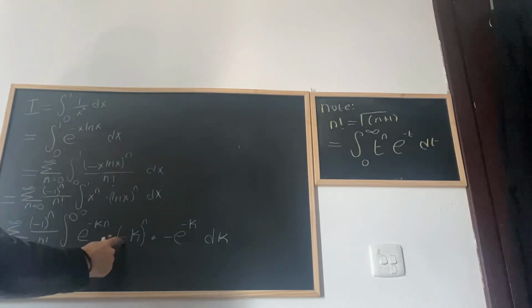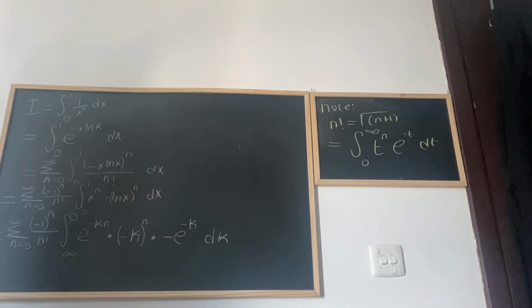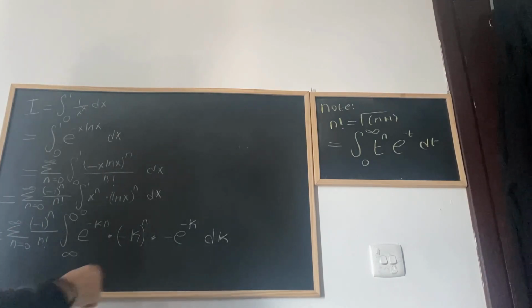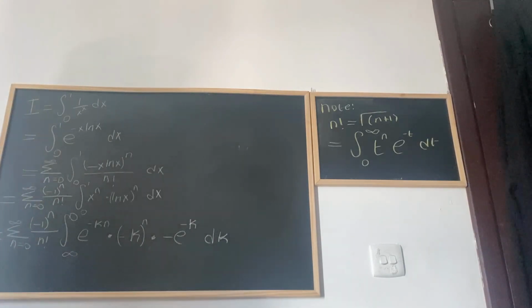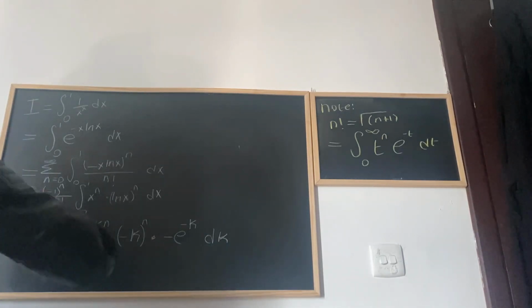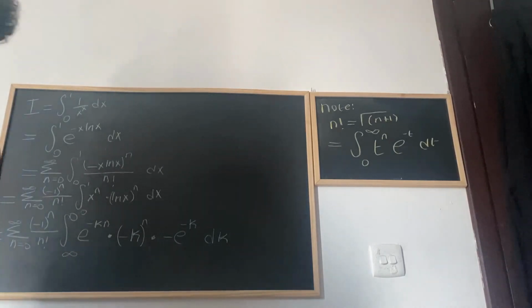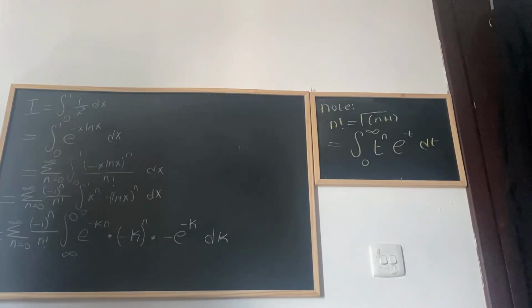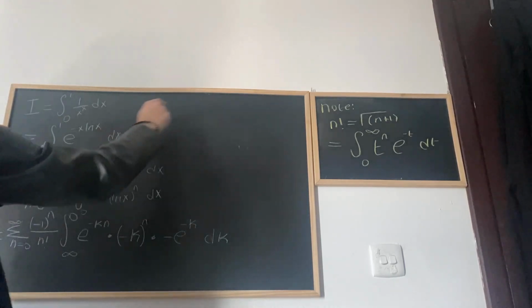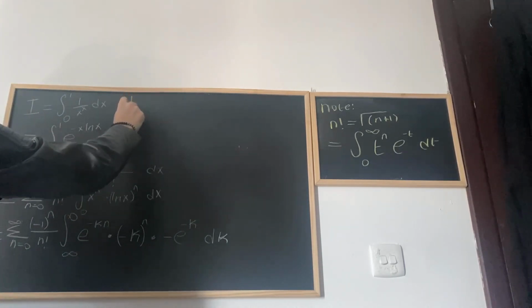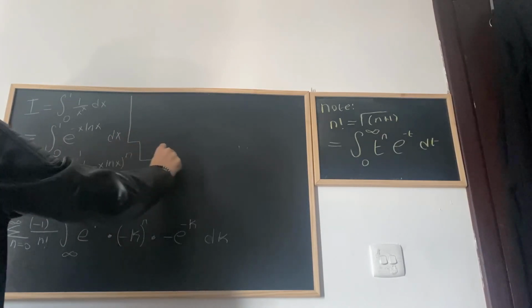We can take this negative 1 as a constant outside, negative 1 to the power of n, and multiply this by this, so this becomes a 1. And this negative over here, we can actually use to flip the bounds. I'll show you that pretty soon. Okay, so let's start writing stuff up here. Let me just create a line over here.